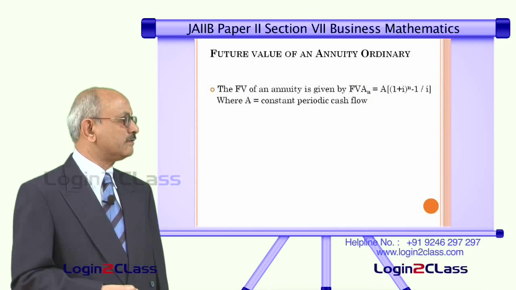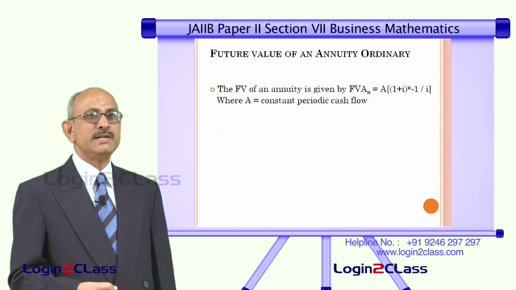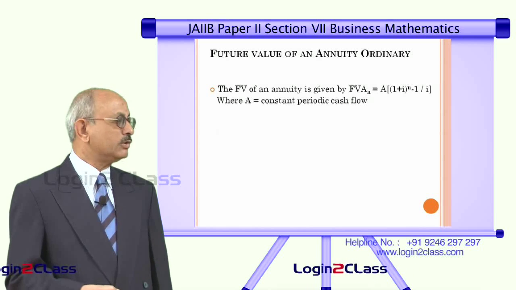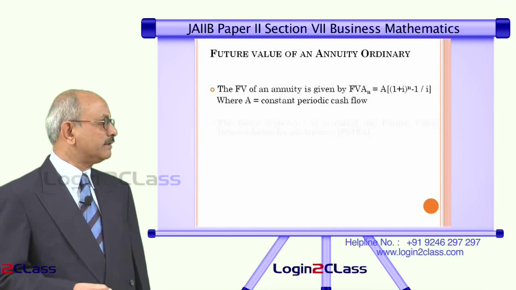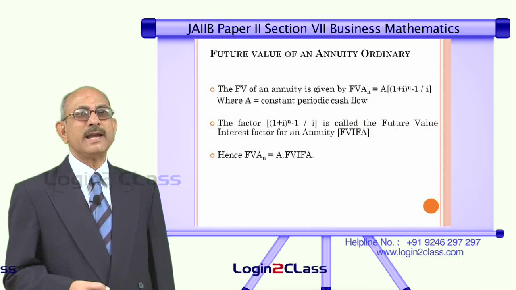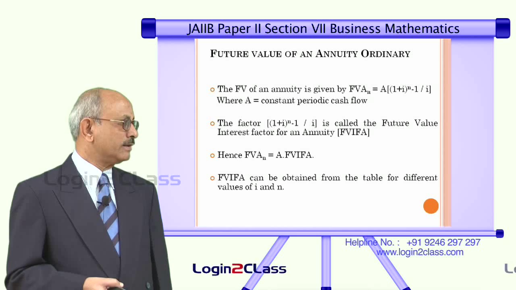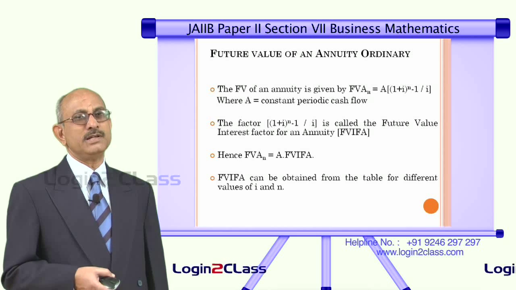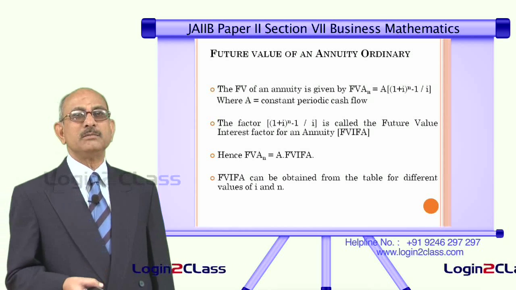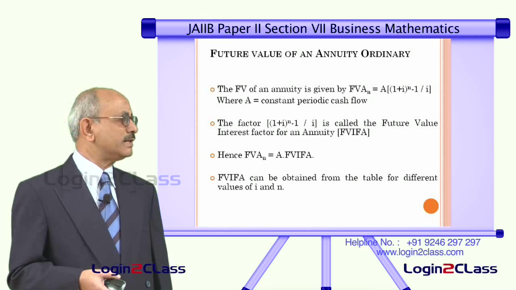There we can calculate the future value of an annuity by multiplying A by what is known as the future value interest factor for annuity, given by the formula (1 plus I) raised to n minus 1, whole divided by I. This is also again put in the form of a table known as the future value interest factor for an annuity, simply called FVIFA. So, if you want to calculate the future value of an annuity, you multiply A with the future value interest factor for annuity. And if you go back to the present value annuity, there we had used the formula: present value of annuity is given by A into the present value interest factor for annuities. Similarly, here future value of annuity is given by A into the future value interest factor for annuity.